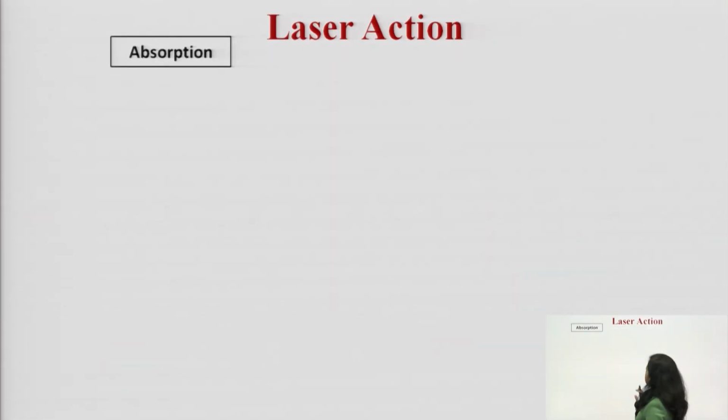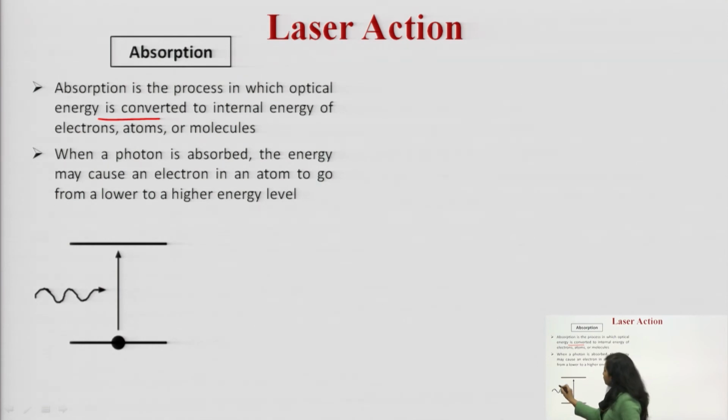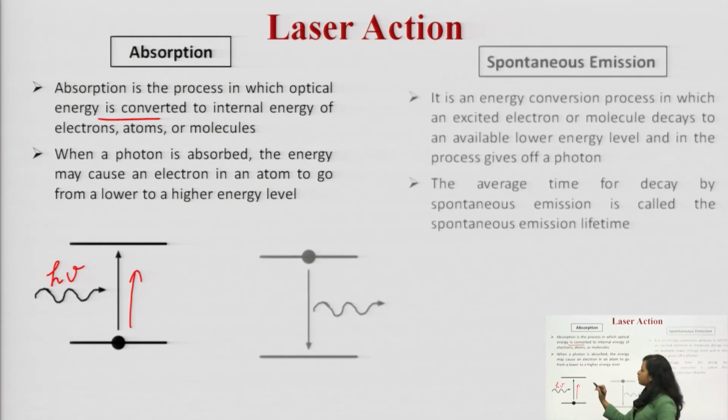Now, let us discuss what absorption is. Absorption means it is going to absorb something. It is the process in which optical energy is converted to internal energy, and when a photon is absorbed, you can observe that the energy will be increased. It means now an electron will move from the lower level to the higher level of energy. This is the absorption process.